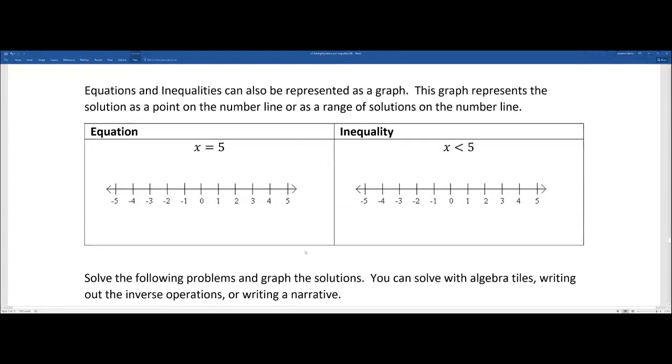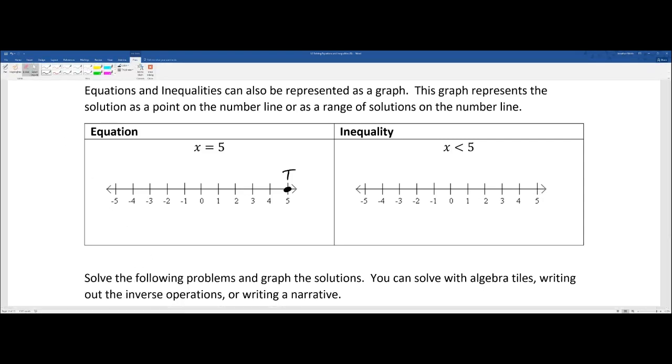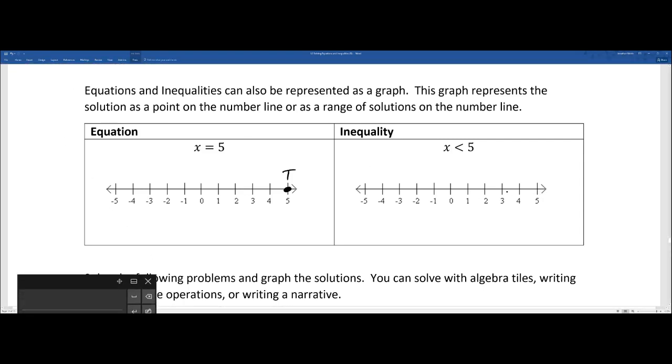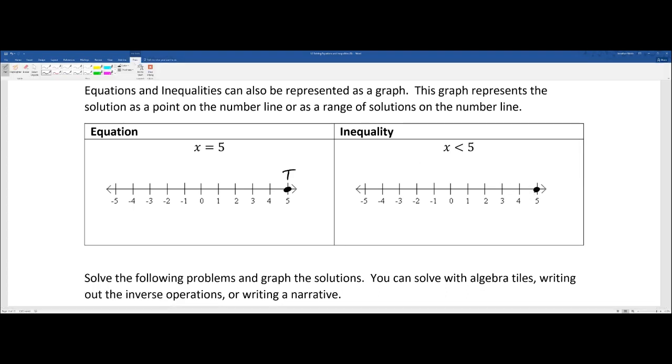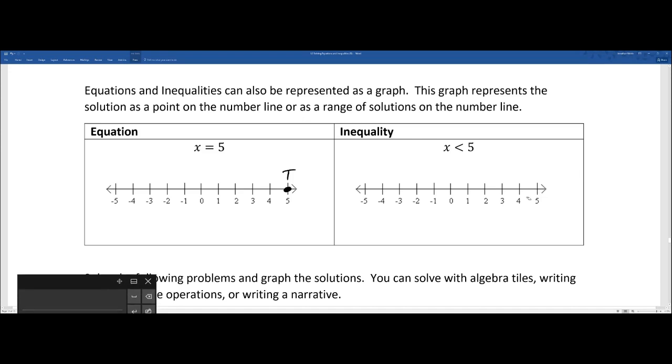All right, so equations. Let's see, x equals 5. That's right here. That's the only place that it could be true. Now x is less than 5. Oops, I made a mistake. There we go. Erase. x is less than 5. And I did it again. For some odd reason, I really want to just draw that point.